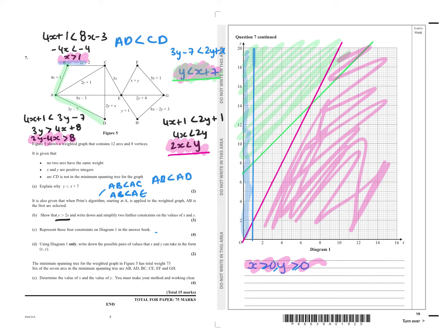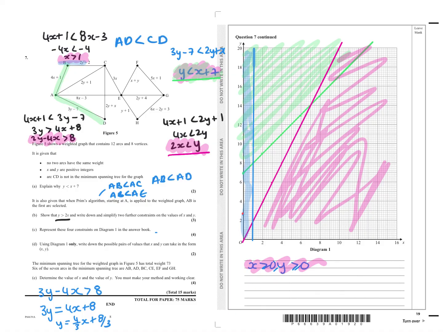Now the last line is the line that's causing some confusion, which is 3y minus 4x is greater than 8. I'm going to rearrange that to 3y equals 4x plus 8, y equals 4 over 3 x plus 8 over 3. So we can plug in some values and see what happens. When x is 0, y equals 8 over 3. 8 divided by 3 is 2.66 roughly, which is about there.